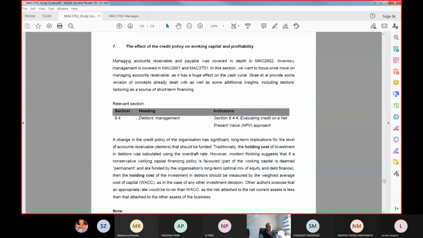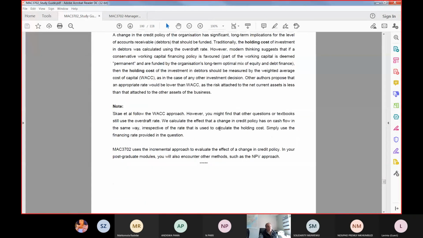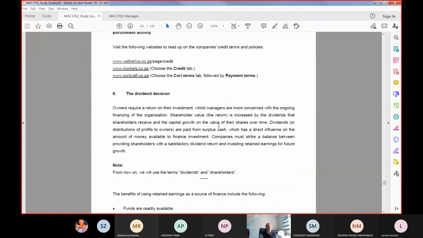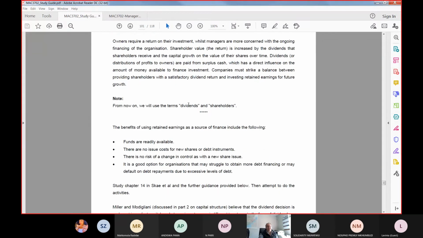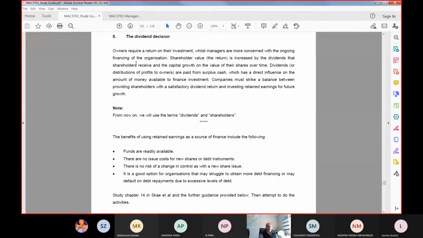Dividend decision. The only thing you should know about the dividend decision: the owner requires a rate of return on investment, while the managers are more concerned about the going concern of the business in the organization. Shareholders value rate of return, the return increased by the dividend that the shareholders receive, capital growth and value on the share over time. Can you remember the definition of growth?